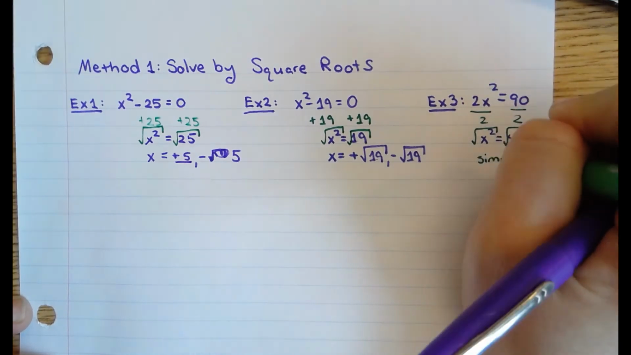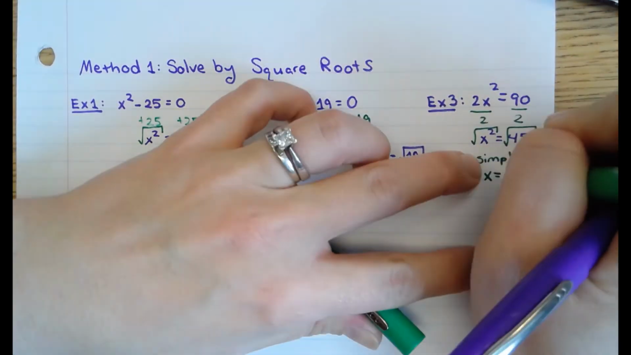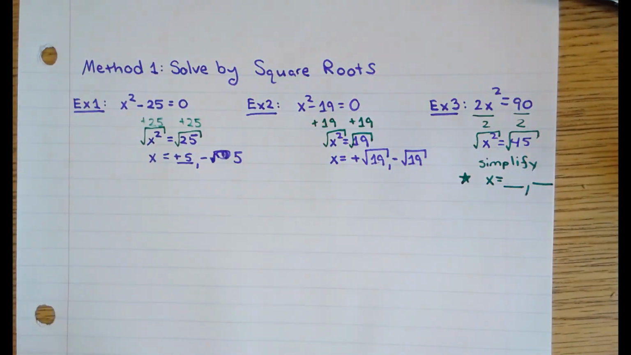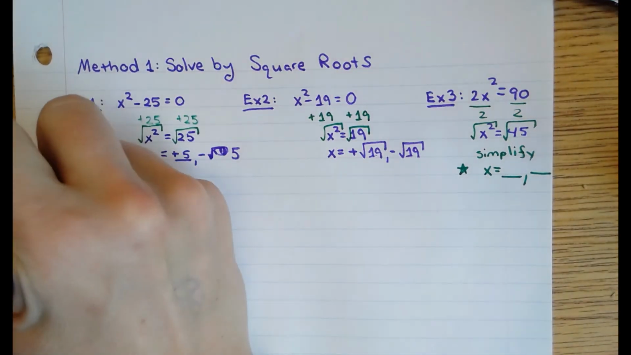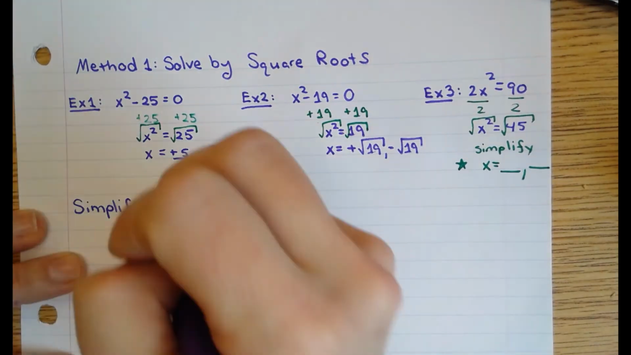And that is what I'm going to take a quick break from doing on this problem. So we're going to finish it in just a second. x equals something and something. And we are going to learn how to simplify these square roots. So new section: simplify square roots.